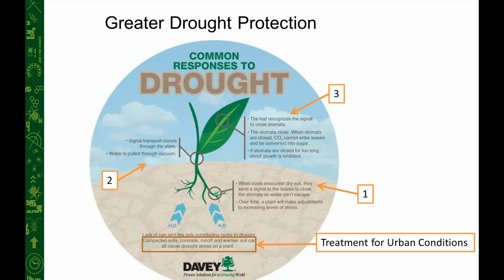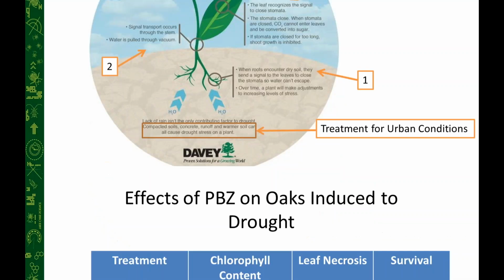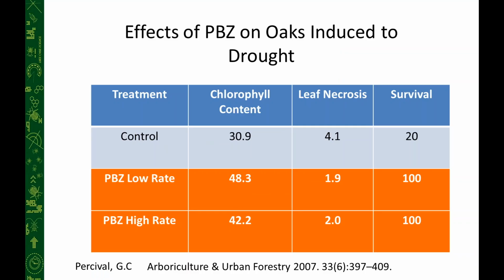And of course, there's this little nugget here at the bottom that says compacted soils, concrete runoff, and warmer soil can all cause drought stress on a plant. Again, we've talked about how we're putting these plants into urban suburban soils, outside of where they want to be growing, at a high elevation mountain stream, and we are just inducing stress into them by planting them where we are trying to plant them.